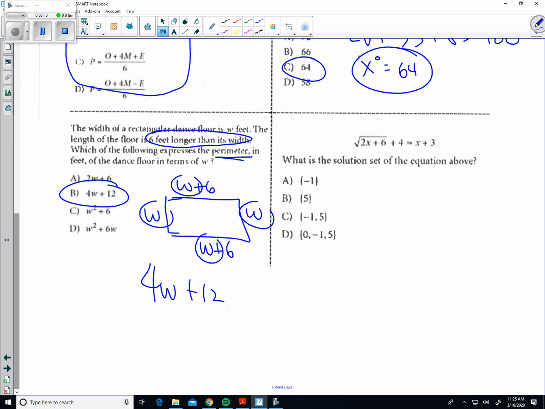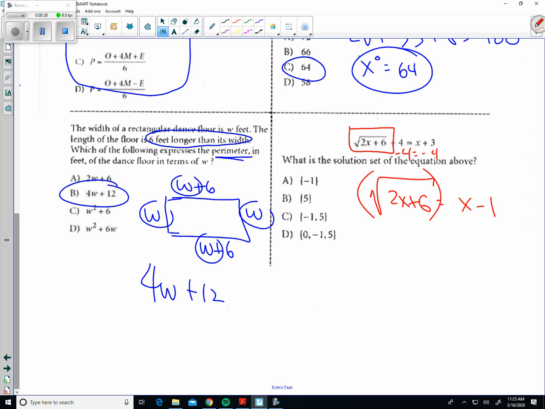Last one here would be a lovely connection going back to first semester working with radical equations. So big thing in this one is you got to get the radical sign all by itself. So first thing I did was I subtract out 4 from both sides. The square root of 2x plus 6 is now going to be equal to x minus 1. This radical equation has now had the radical sign isolated.